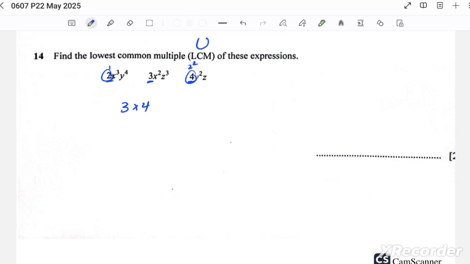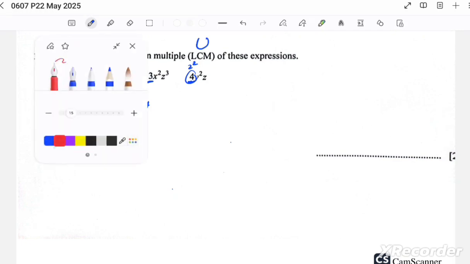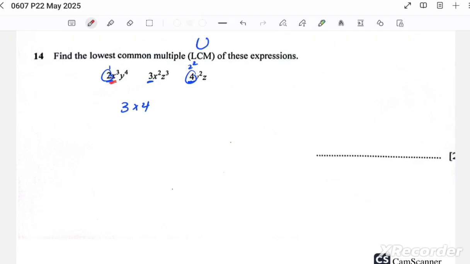Okay, so this is for numbers. How about x? We have x cubed and here x squared, so you take the highest, which is x cubed. The same for y: you will find y to the power of 4 and y squared, so you take y to the power of 4. In case of z, you will find z to the power of 1 and z cubed, so take z cubed. So the answer of this question is 12 x cubed y to the power of 4 z cubed.